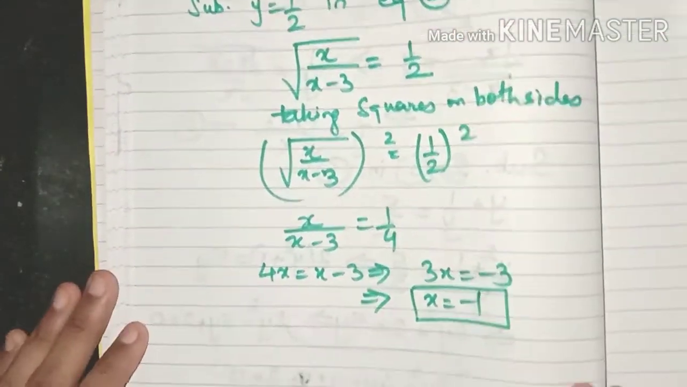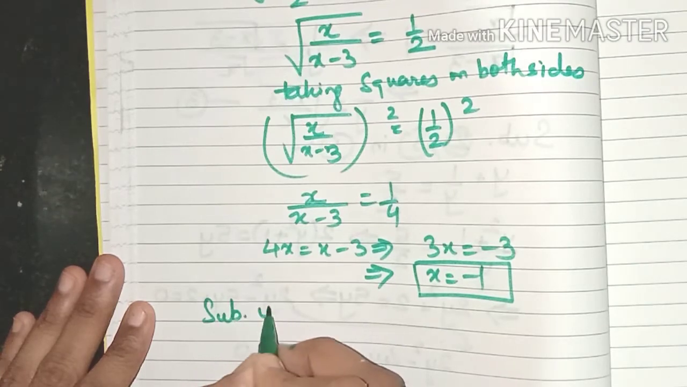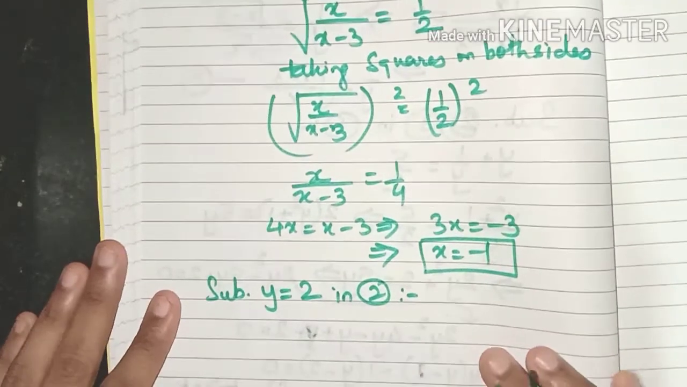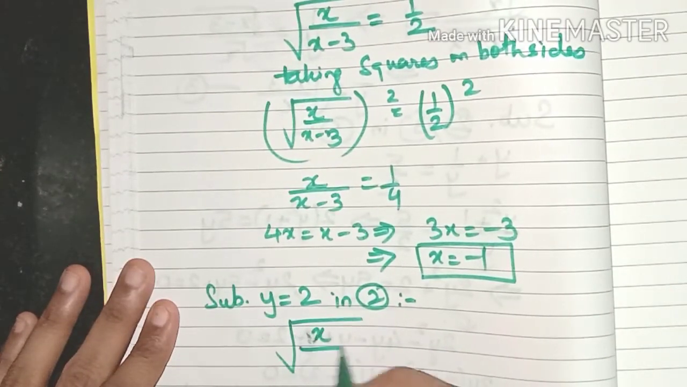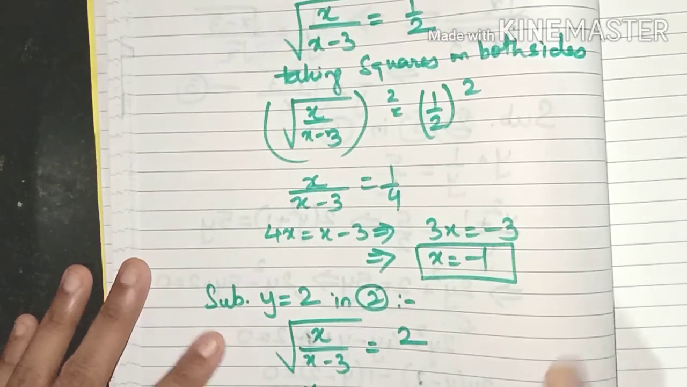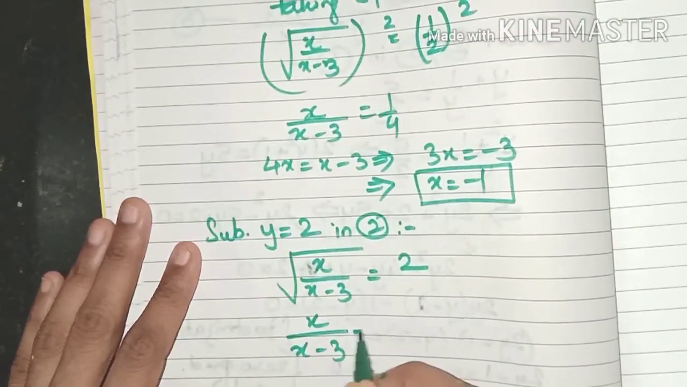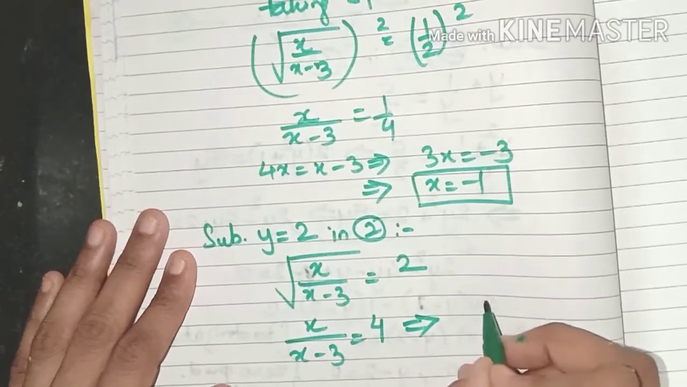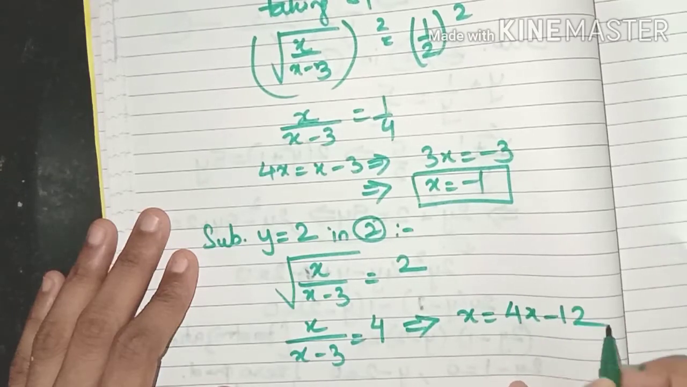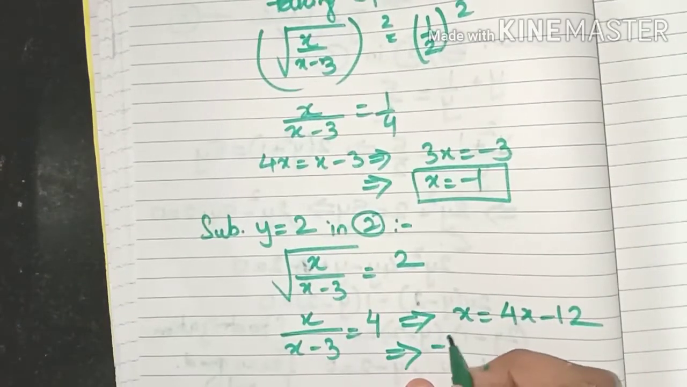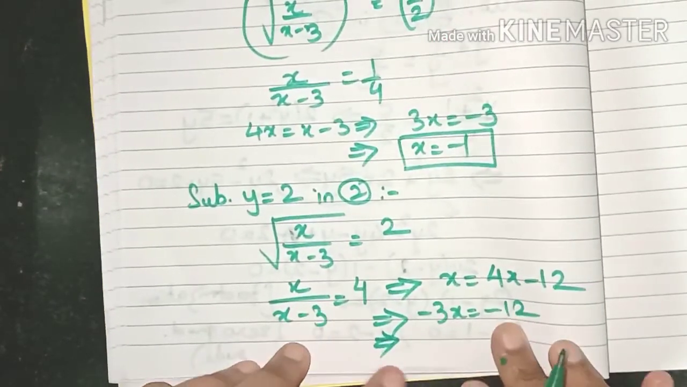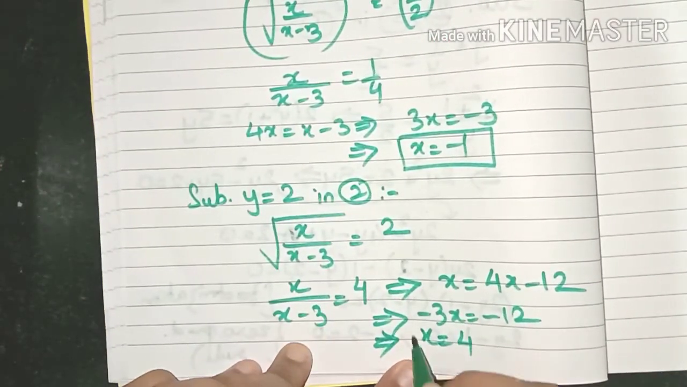Now let's continue. We have to substitute one more value of y, is it not? We take y equal to 2 and put it in equation 2. So we'll get root of x upon x minus 3 is equal to 2. Take squares on both sides. You will get x upon x minus 3 equal to 4. Let's cross multiply now. You'll get x as 4x minus 12, which implies minus 3x is minus 12. So what is the answer? Have you guessed it? Yes, x is 4.